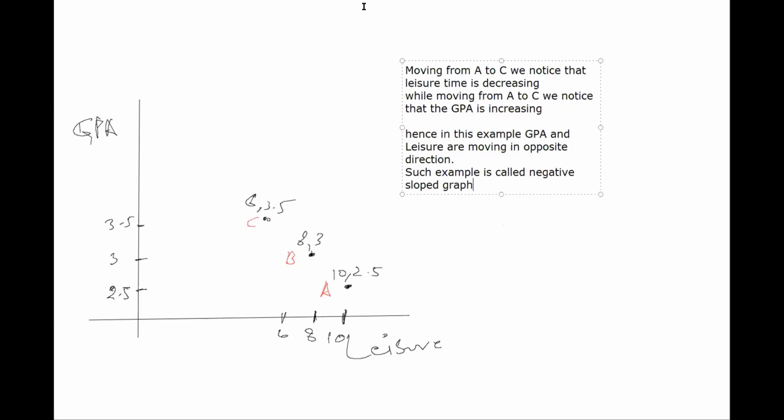So let's take a straight line and take a red line. If I don't join these dots, if I make a line, it's a negative slope red line. So this way we can differentiate between a positive slope graph and a negative slope graph.